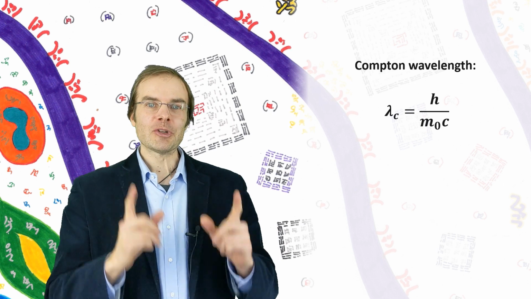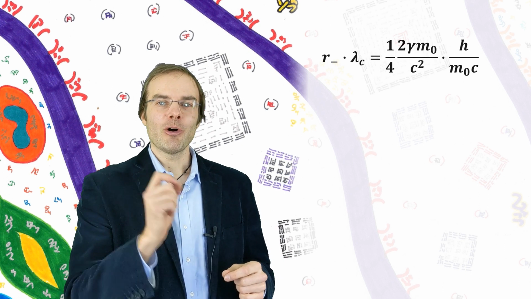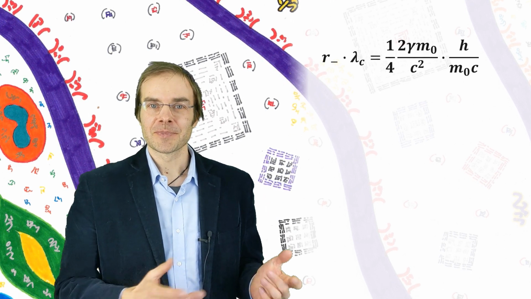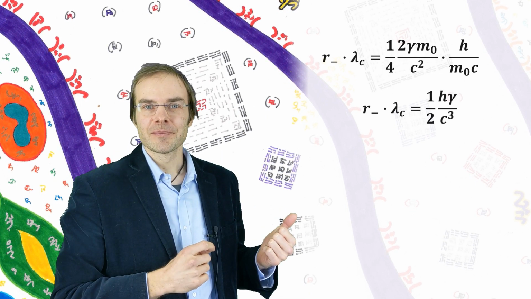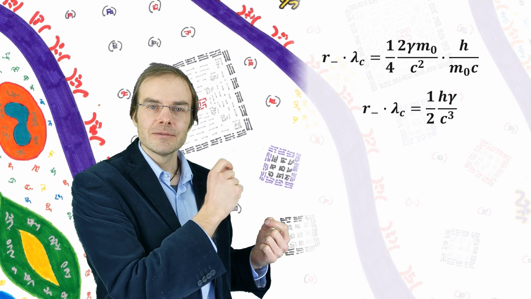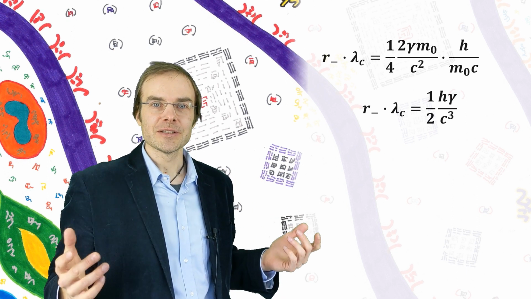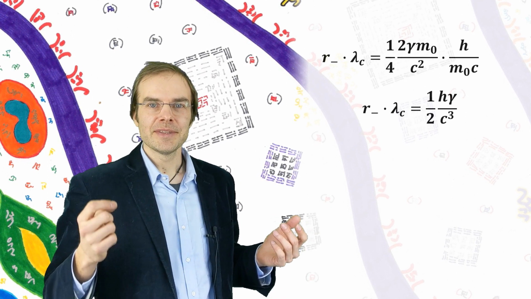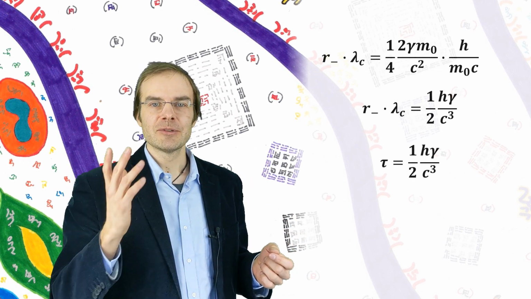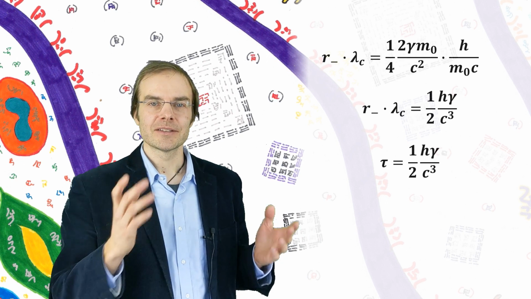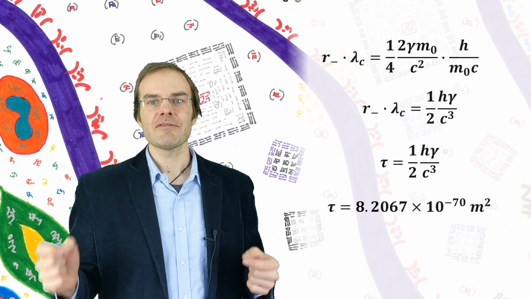And what happens now if we multiply these two values, the Compton wavelength, with our lower bound of the gravitational field? We will see that the masses cancel each other out. And we obtain something that has the dimension of an area, of a surface, in square meters. Burkhard Heim named this surface the tau, or the metron. And it is 1/2 times h gamma by c cubed. And its numerical value is about 8.2 times 10 to the power of -70 square meters.